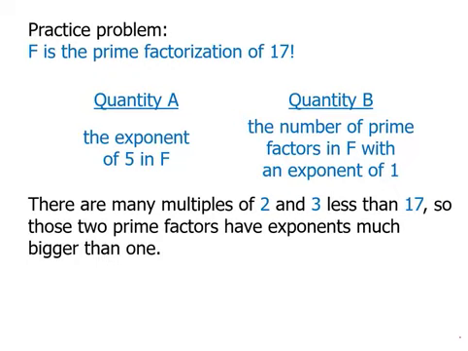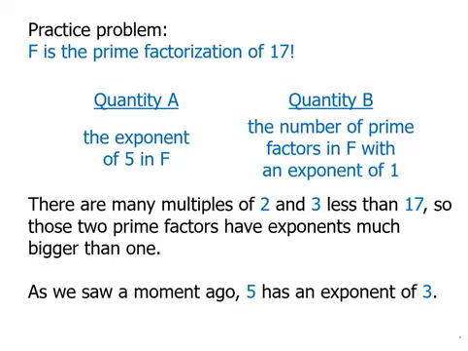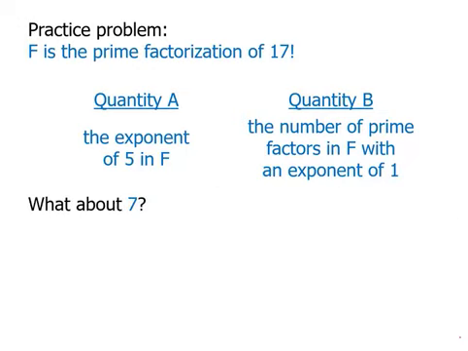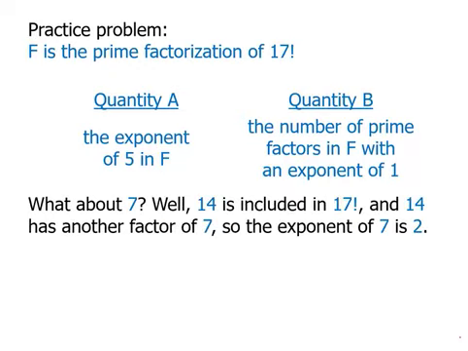So now we're focused on quantity B. 2 definitely has an exponent much bigger than 1. 3 has an exponent much bigger than 1. So we're going to ignore those. A moment ago, we saw 5 has an exponent of 3. What about 7? That's the next biggest prime number. Well, 14 is included, and so there's going to be at least 2 factors. There's going to be exactly 2 factors of 7, one from 7 and one from 14.